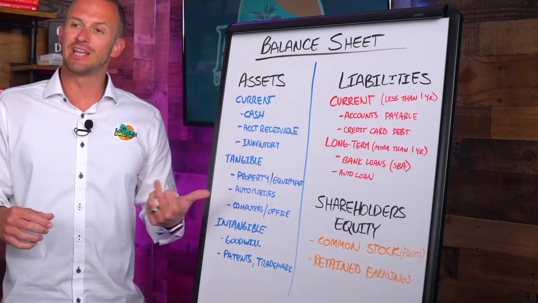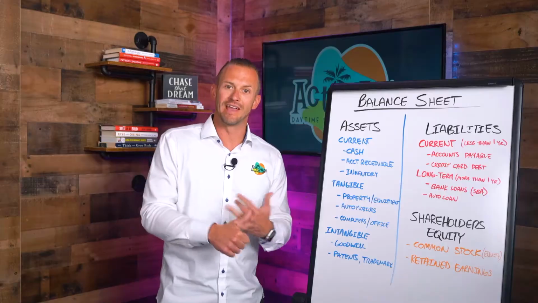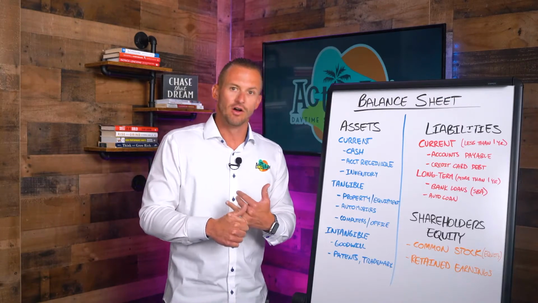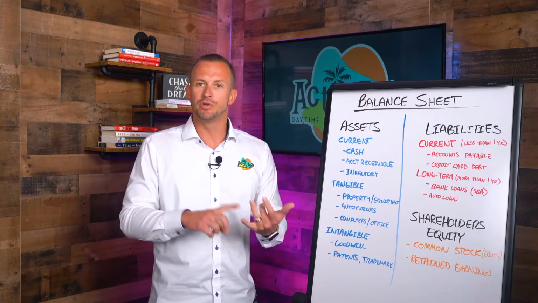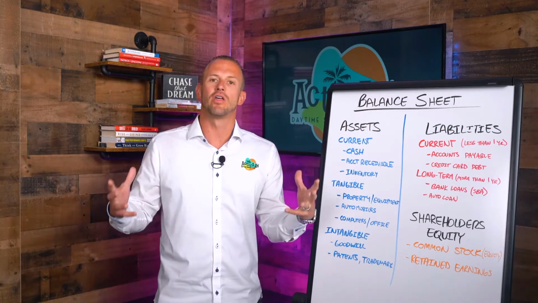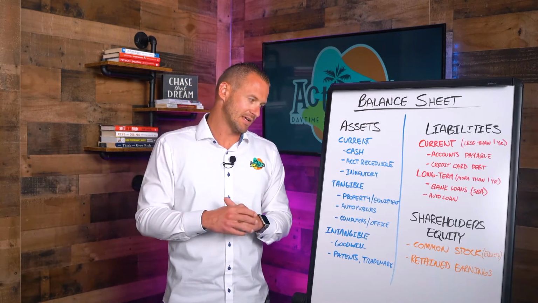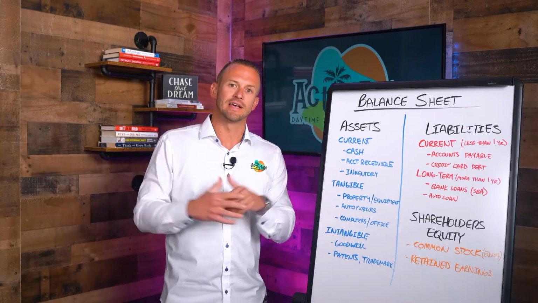Other things that might be tangible assets are automobiles. So if you have vans and you're transporting people to and from their homes, all of the vans that you might own, those are tangible assets. Things like computers, printers, or any other office supplies, those are gonna be tangible assets that make up the asset side of your balance sheet.